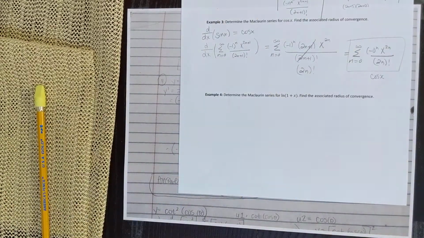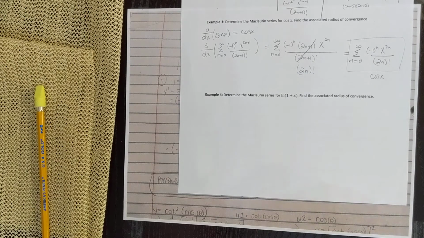Okay, this is part 2 of the Taylor and Maclaurin series. Hopefully you just got through viewing the graphing, what it looks like graphically when you start adding a bunch of terms to approximate the function. All right, so example 4, let's carry on.